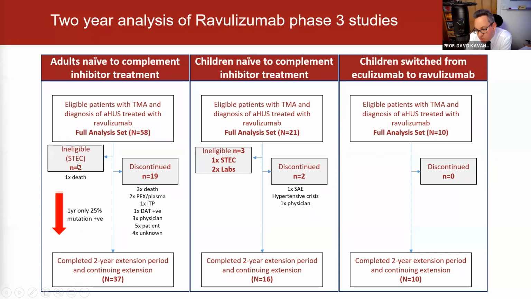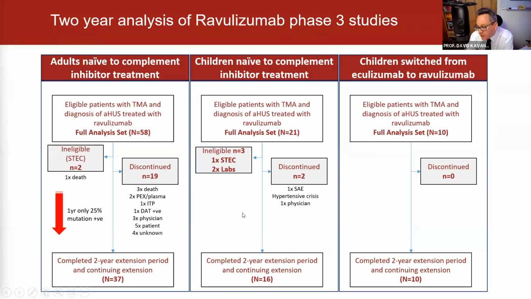Of the 58, 2 were initially ineligible because they had STEC, and one of those died. 19 discontinued for various reasons, 3 died. There were 2 that had plasma exchange or plasma therapy. 1 was subsequently seen to have ITP, 1 was DAP positive. And some patients wanted to stop, some physicians wanted to stop, and a few others, I'm not entirely clear what happened to them.